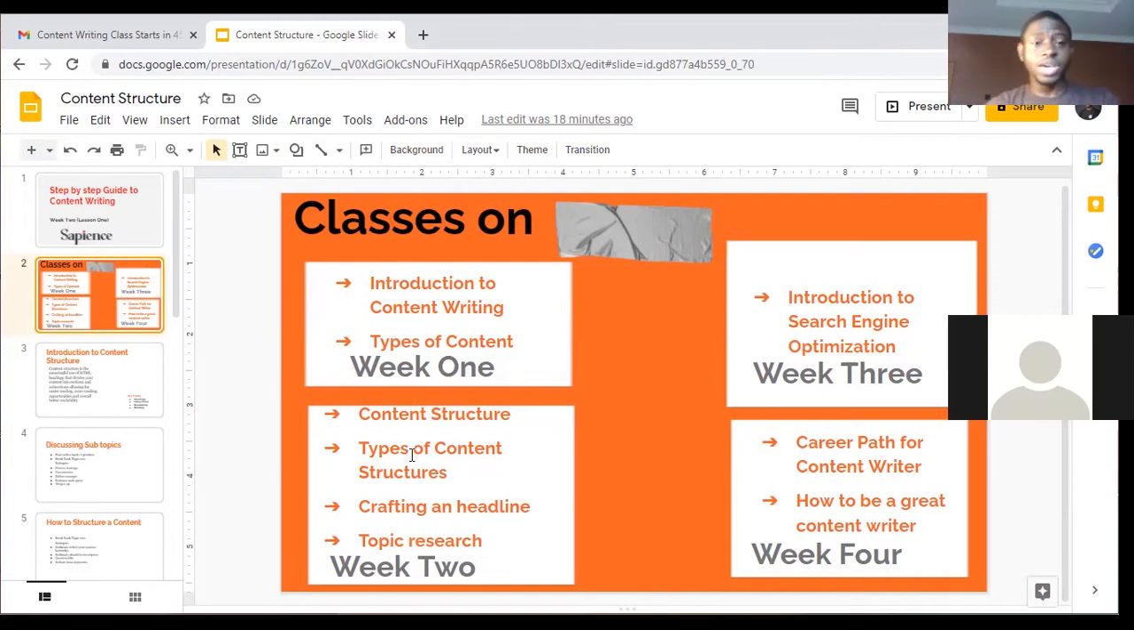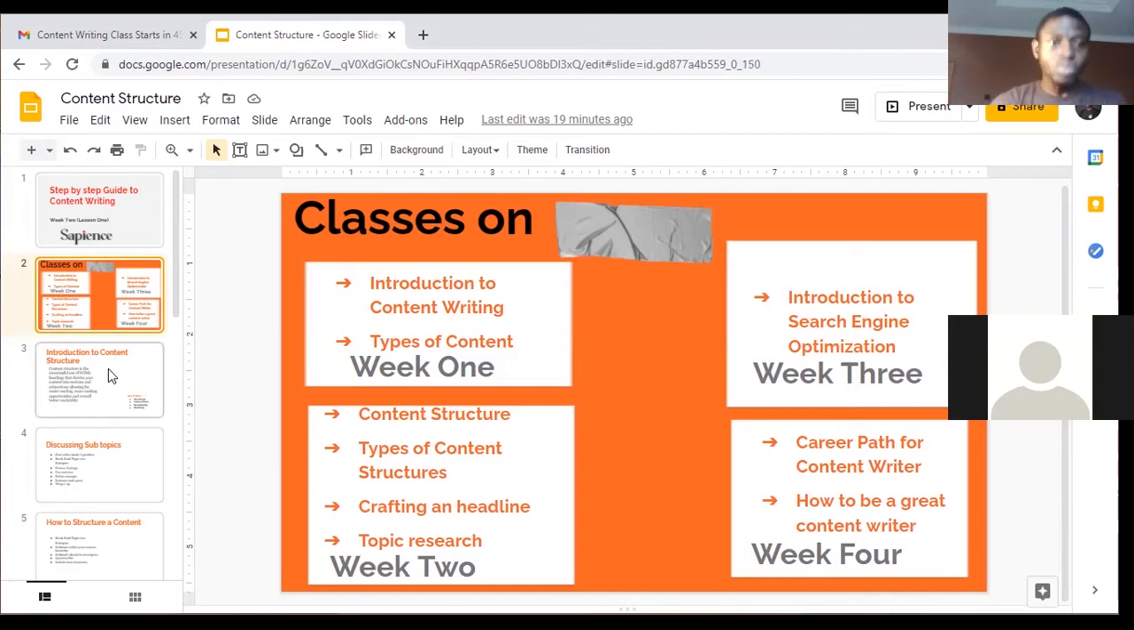And today, being week two, we're talking about content structure, types of content, crafting a headline, and topic research, right? And of course, week three, we'll be delving into introduction to search engine optimization, which, I said, we're just going to be talking basically about the introductory aspect, how to write SEO-friendly content. We're not going to be doing the technical part that has to do with drafting a site map and all of that for your website, right? So we're doing pure content, and for creative writers, as I said the last time, we're just talking about technical writing. We are not doing creative writing.